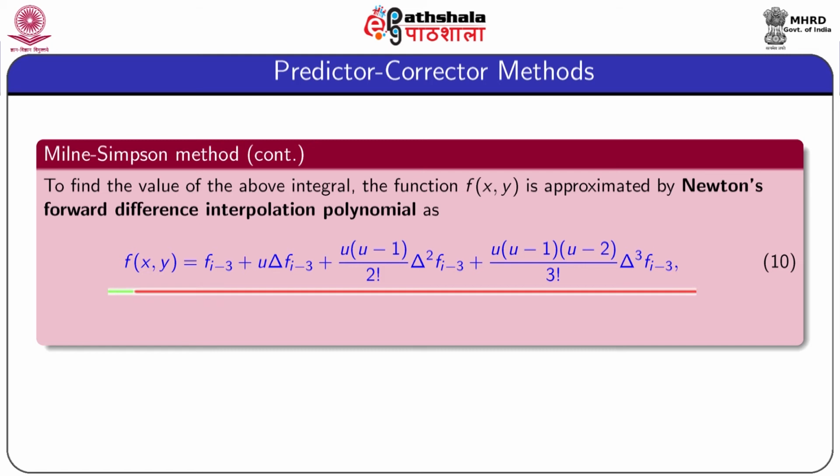as f(x, y) equal to f(i-3) plus u into delta f(i-3), where delta is the forward difference operator, plus u into (u minus 1) by factorial 2 into delta squared f(i-3), plus u into (u minus 1) into (u minus 2) by factorial 3 into delta cubed f(i-3), where u equal to (x minus x(i-3)) by h.